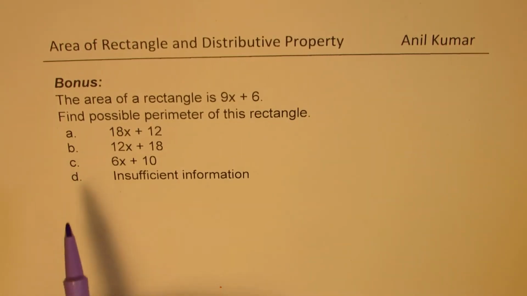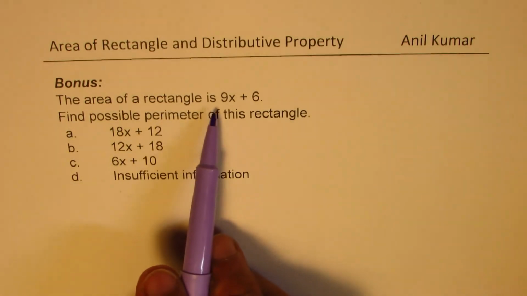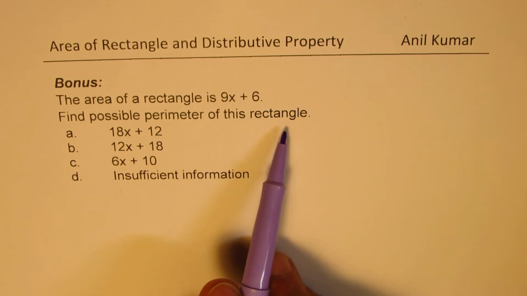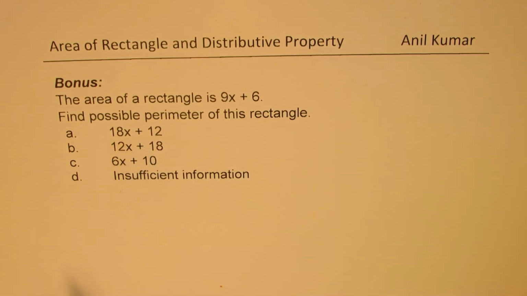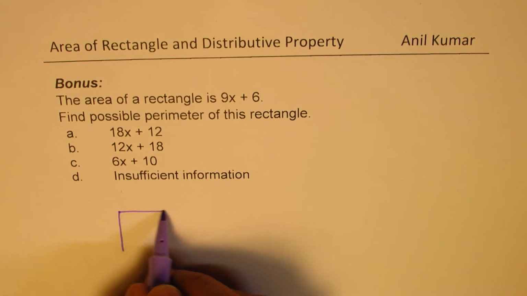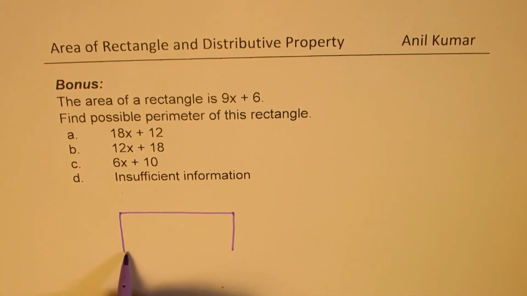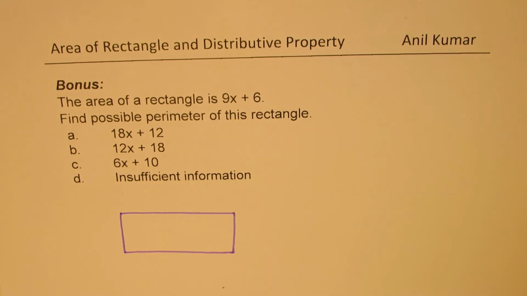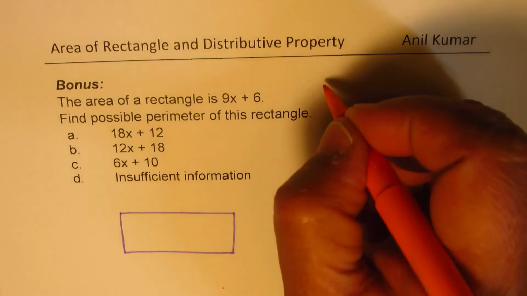The question here is, the area of a rectangle is 9x plus 6. Find possible perimeter of this rectangle. 4 choices are given to us. How do we solve such a question? So we are given a rectangle. Just let me make one here. Now remember, for a given area, you could have different answers for perimeters, right? That's kind of important to understand.